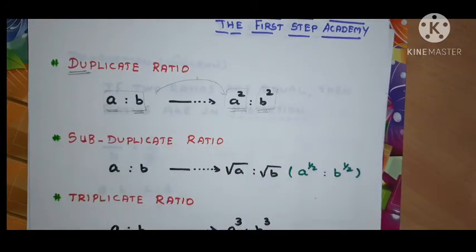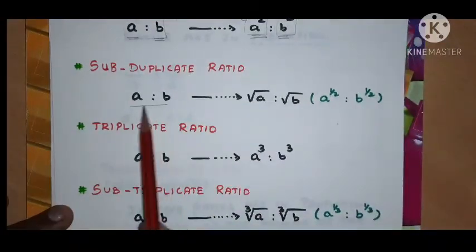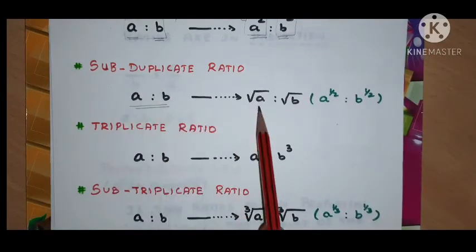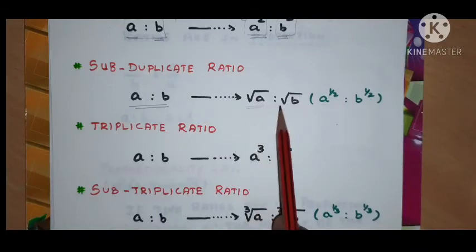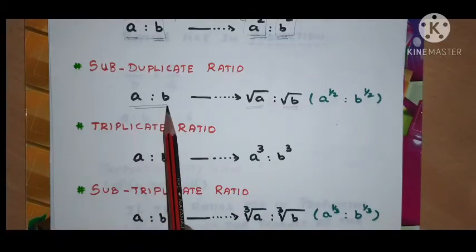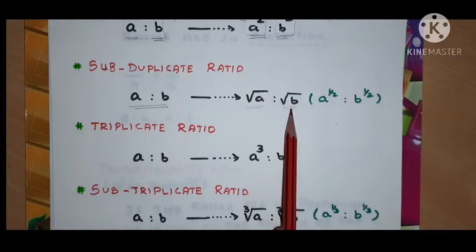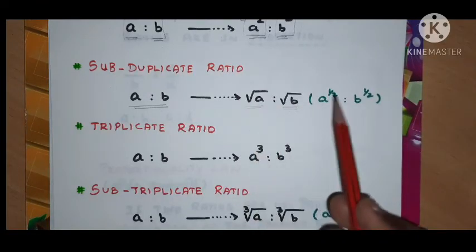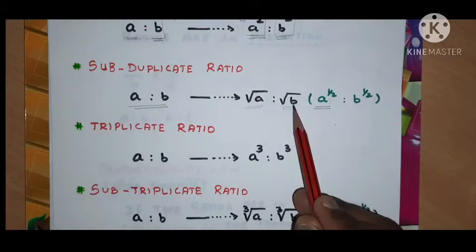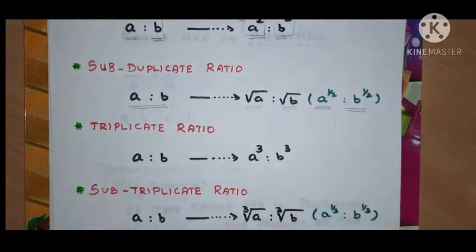Next one, subduplicate ratio. If the ratio is A is to B and they are asking to find the subduplicate ratio, in the sense we have to find the square root of A is to the square root of B. So if the ratio is A is to B, then its subduplicate ratio is square root of A is to square root of B, where square root in another way we can write as A power 1 by 2 is to, in the same way, B power 1 by 2. This is what we are calling a subduplicate ratio.